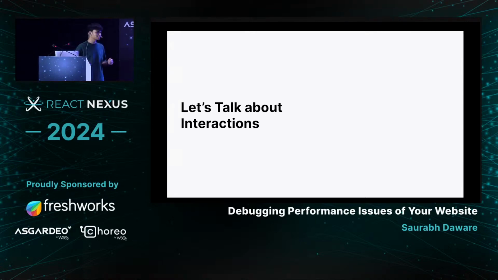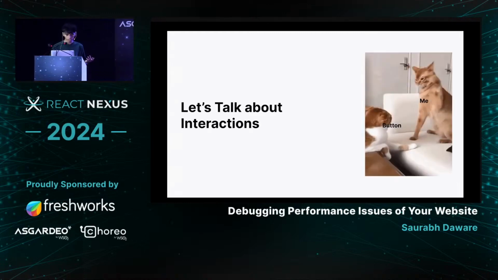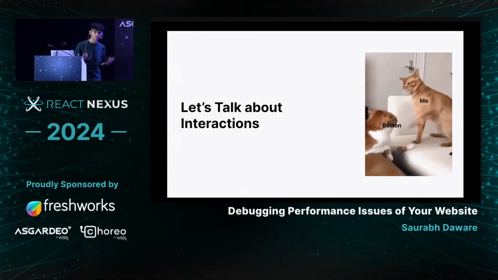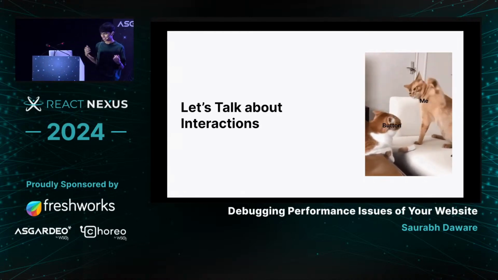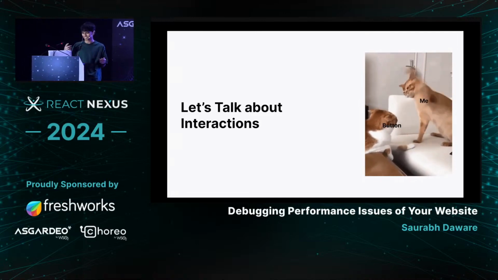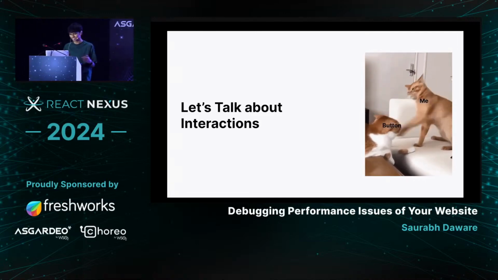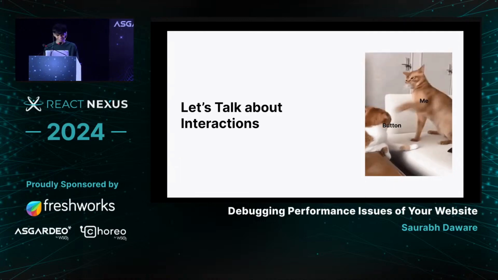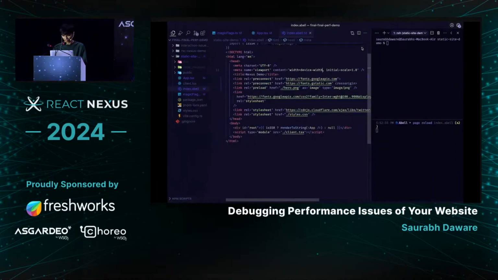Next thing I want to talk about is interactions. So far, we've only talked about the loading part of performance, where how your website is loading. But another important part is how the interactions happen. You might see yourself in such situations a lot of times where you're clicking buttons, you're hovering over things, but nothing is happening, your website is stuck. How do you fix these issues? So let's do that demo as well.